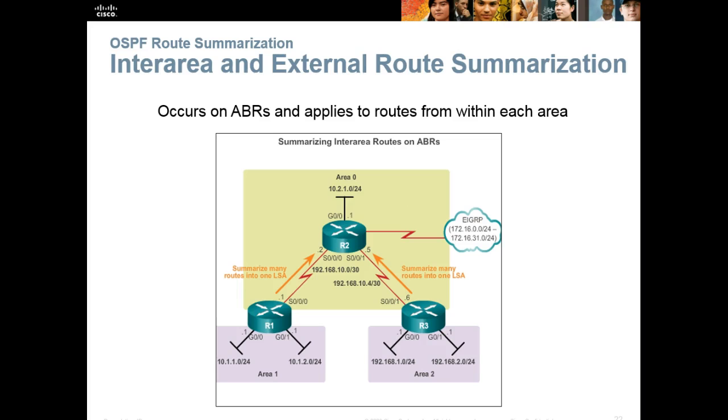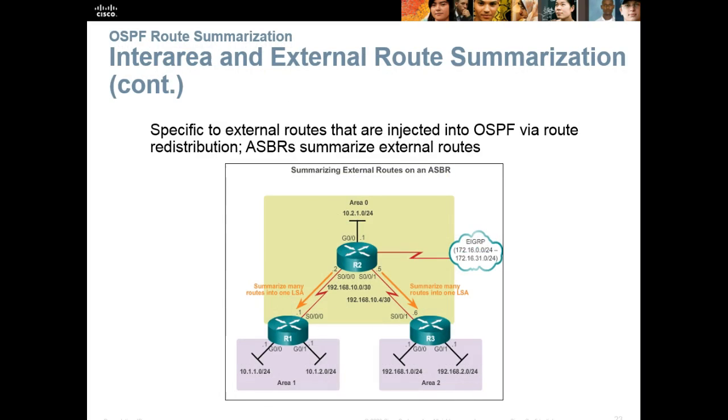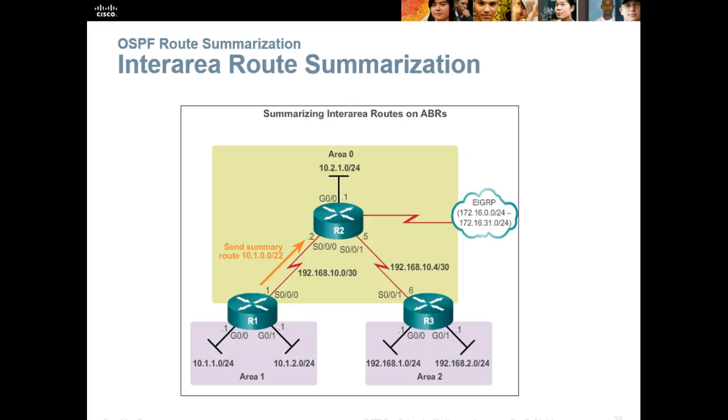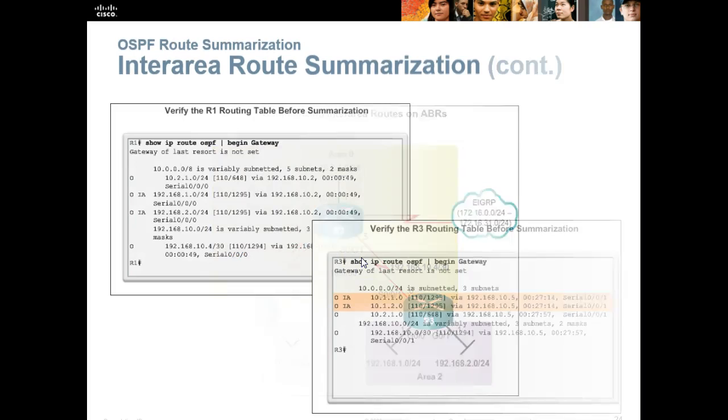So that's on the ABRs and applies to routes from within each area. The ABR does the summarizing. And coming up in a moment is what it looks like. The external routes that come into OSPF on redistributions, ASBRs do those. So the ASBR takes care of externals. Nothing surprising there. So inter-area route summarization is within OSPF, and the ABRs do that. R1 is summarizing, R3 is summarizing, and then they receive each other's summarized addresses.